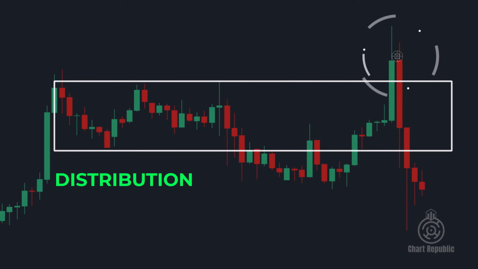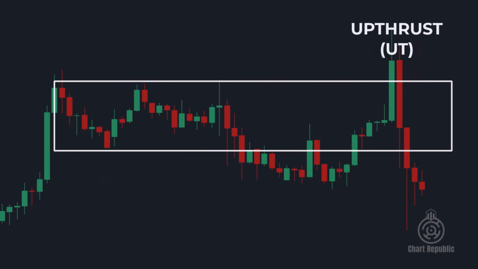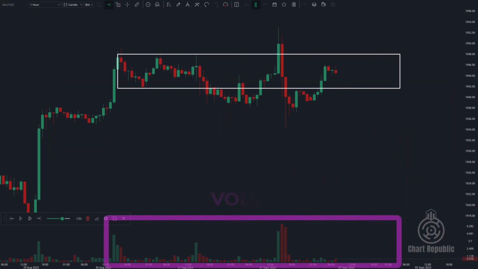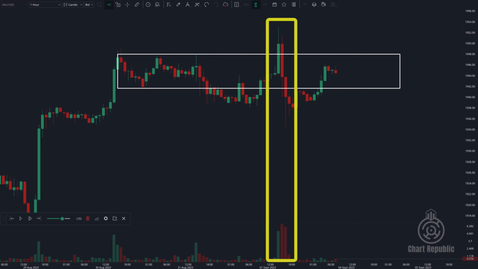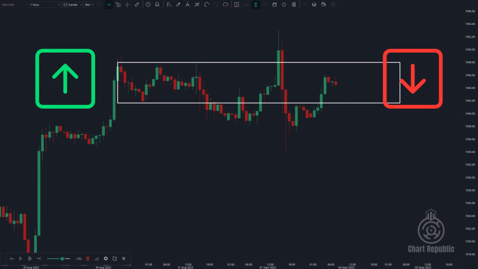Here you get a clearer view of a crucial element in distribution patterns, the move that breaks through the resistance level but fails to sustain itself above it. This specific move is commonly known as an upthrust, or UT. Moreover, keeping a keen eye on the trading volume in that vicinity can offer crucial clues about the pattern's potential success. Typically, you'd expect to see a spike in volume near the fake-out area. That kind of above-average activity can be quite telling. This pattern often indicates a strong reversal.